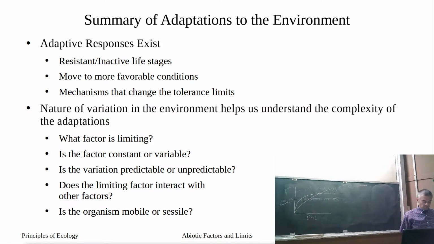All right? So we recognize that adaptive responses exist. Our organisms face varying environments, various selection pressures, and adaptations have evolved to allow the organisms to survive. Various types of adaptations evolved. Some of them were resting stages or inactive life forms. These things are all aimed at avoiding the harsh conditions. They shut themselves down, wait it out, wait for conditions to improve, and then start their activities again.